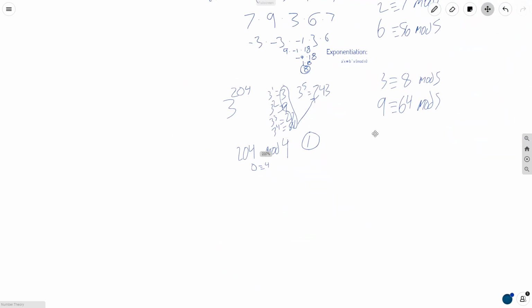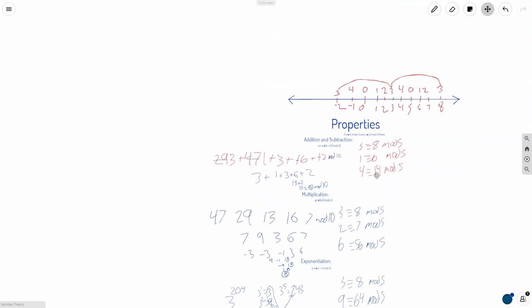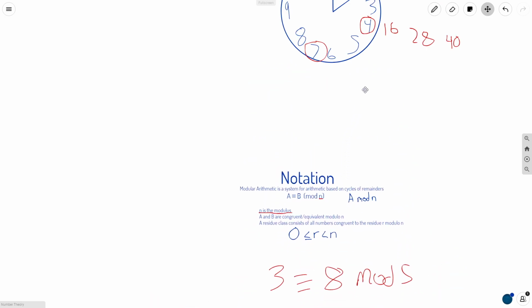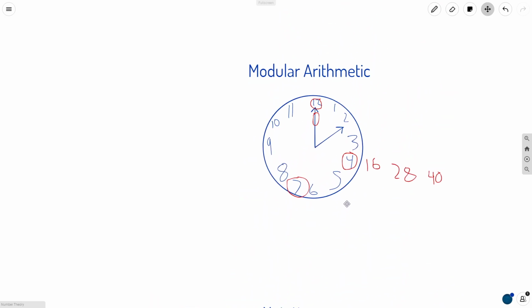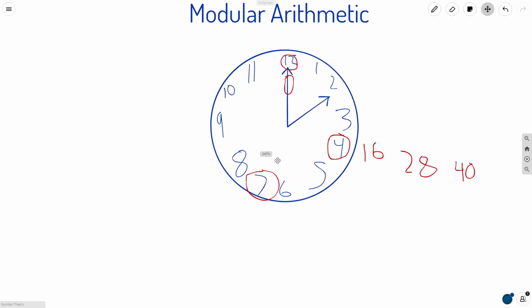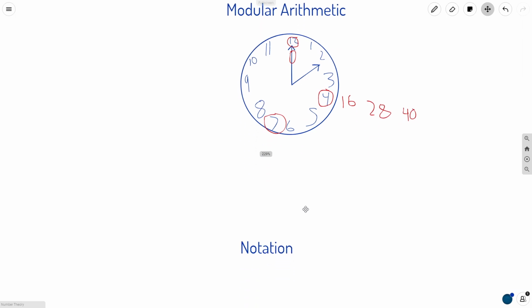So with that, I hope this tutorial or introduction to modular arithmetic helped you. In the next video, I'm going to be covering more applications and more uses of modular arithmetic.